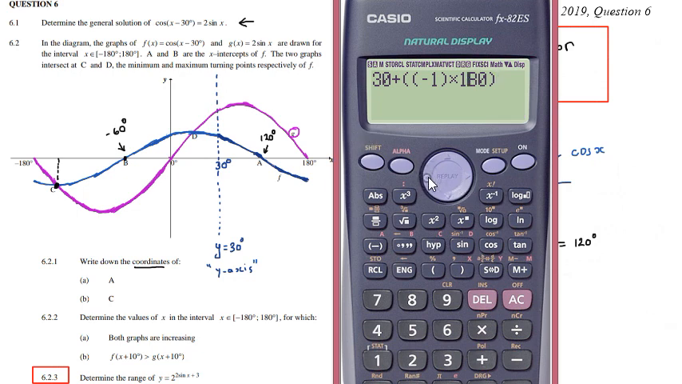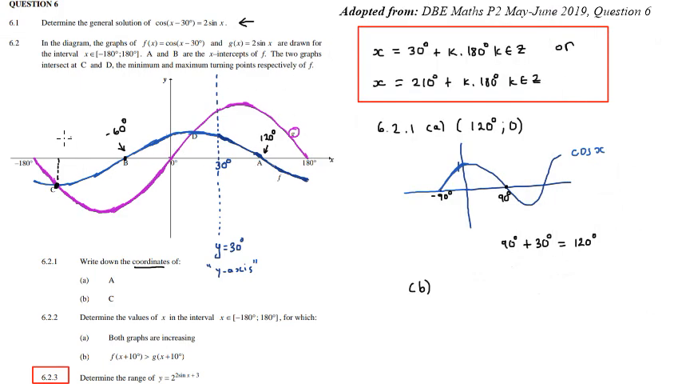But let's just check minus 2. So that's now an angle much greater than what we're looking for. Let's check positive 1. Also an angle much greater than what we're looking for. So this is minus 150 degrees. So C has the coordinates minus 150 degrees as an x value, and it's going to have some unknown y value over here. Not difficult to determine.